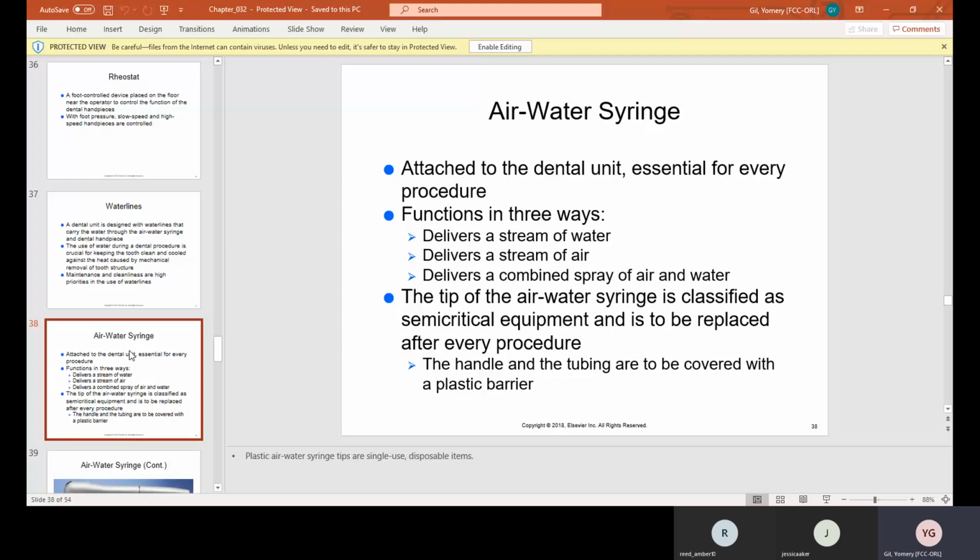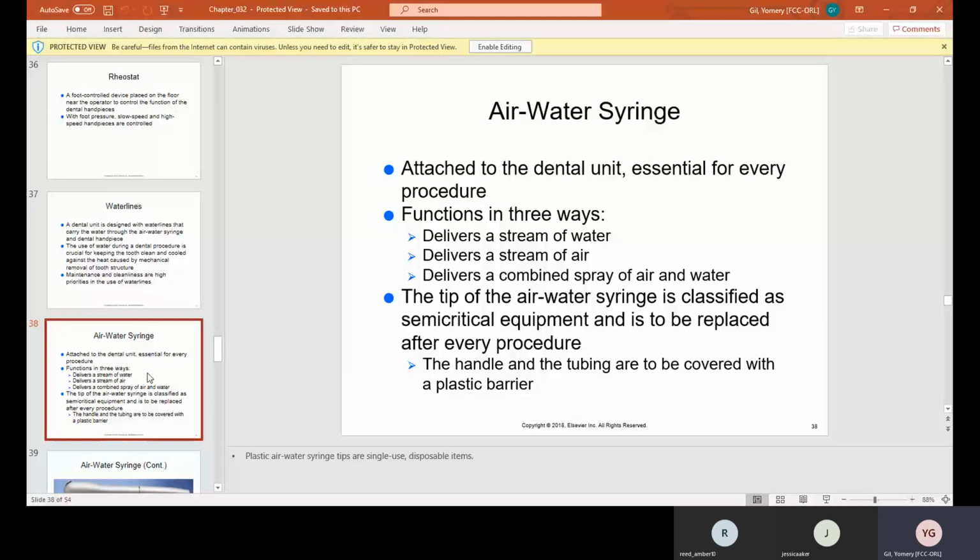The tip of the air water syringe is classified as semi-critical equipment, and it is to be replaced at every procedure. So the tip is actually the only thing that is replaceable or removable. The handle and the tubing are to be covered with a plastic barrier because, of course, they cannot be sterilized.